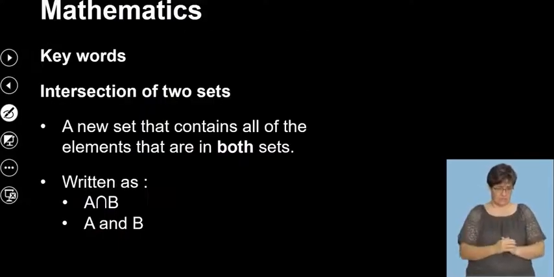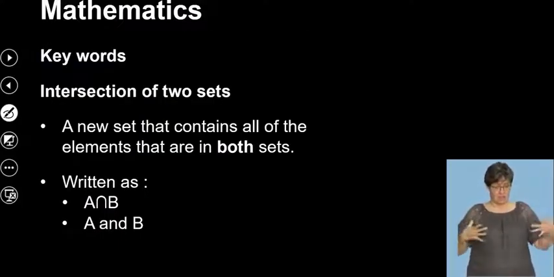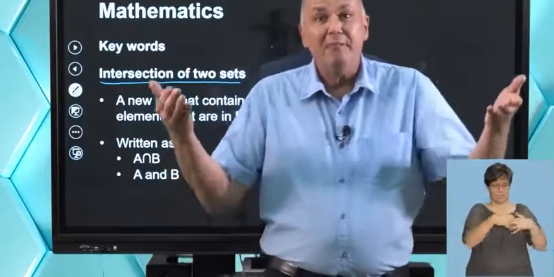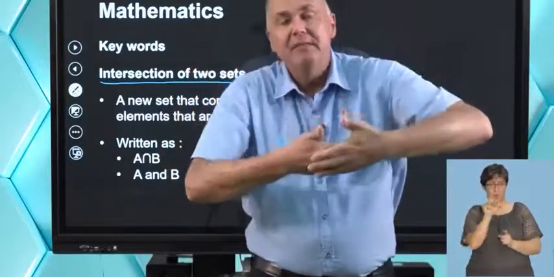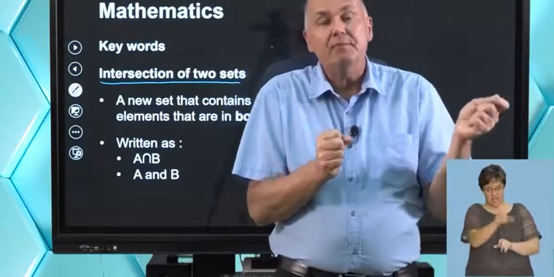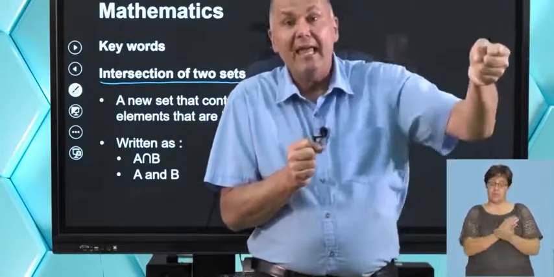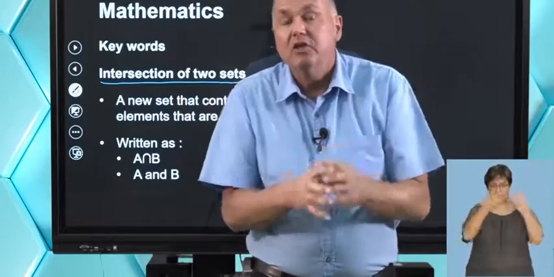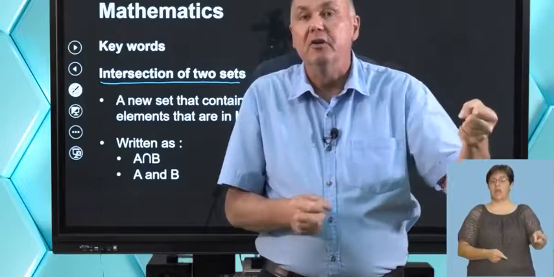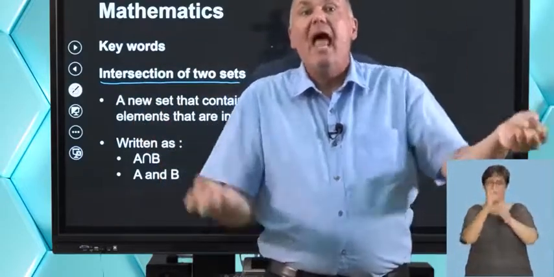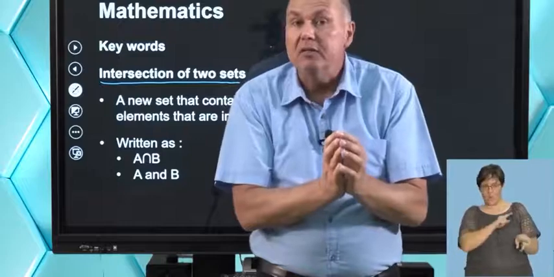So right from the beginning, let's talk about the intersection of two sets. If we have an intersection, that means that they overlap in some way. It also means that an element must be in set A and in set B if it's part of the intersection. It can't be in A on its own. It can't be in B on its own. It has to be in A and B if it belongs to the intersection.